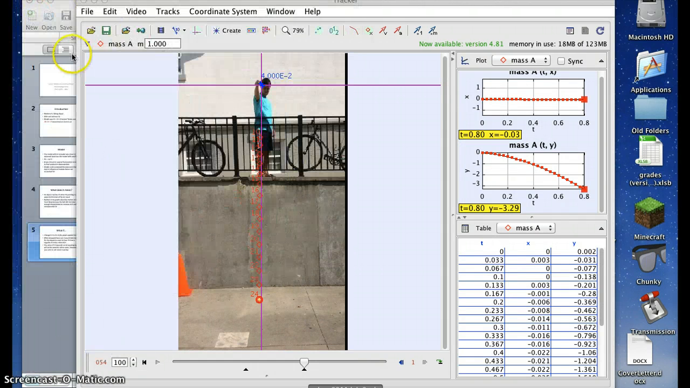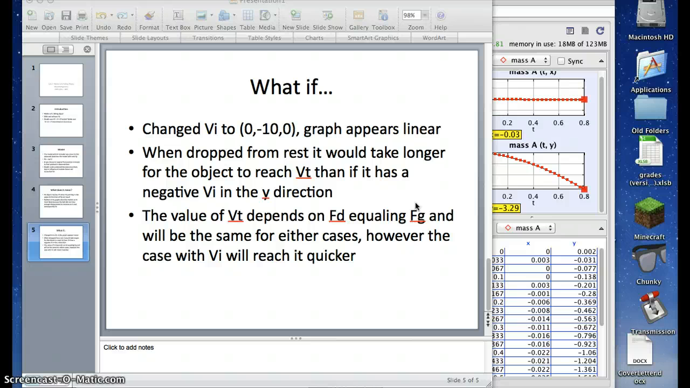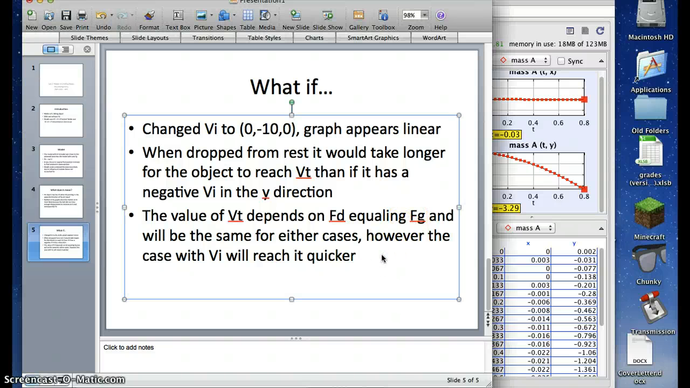Basically, the terminal velocity is dependent on the drag force equaling Fg, and the drag force is also dependent on the velocity of the object, or the square of the object's velocity. If it has an initial velocity, it's going to reach that value faster than if it didn't, because it has to accelerate through that value over time. So the case with an initial velocity will reach it quicker, but they'll both eventually get there if it's given enough time to fall through the displacement.